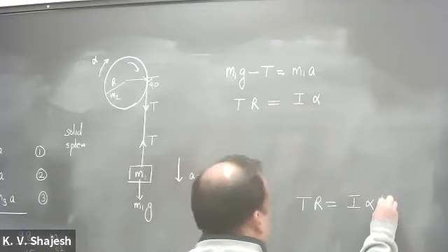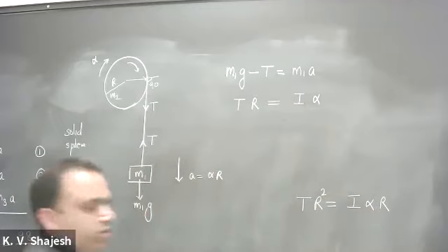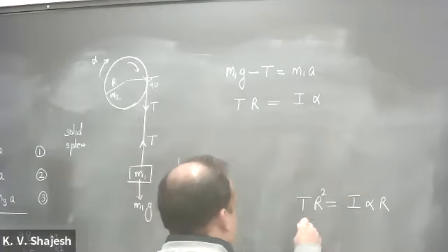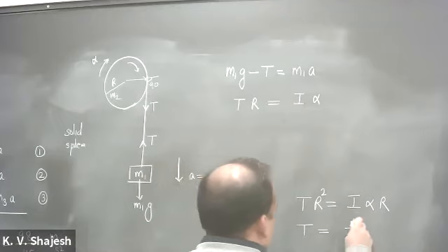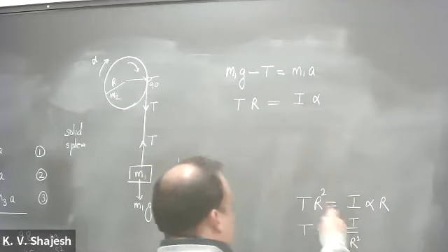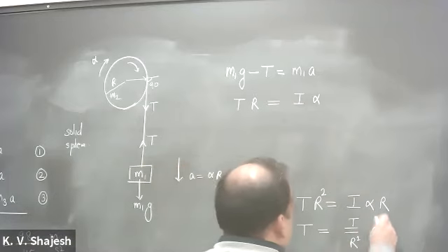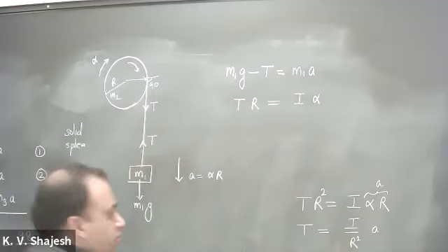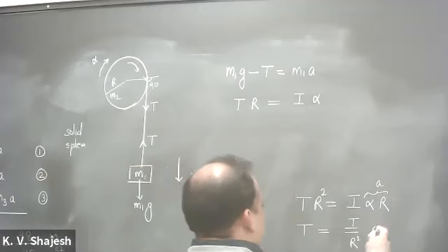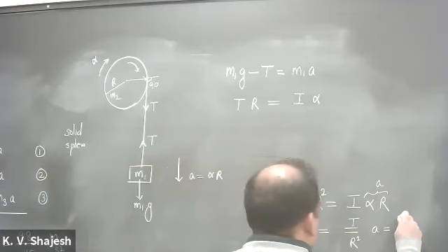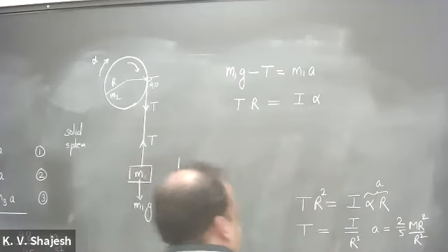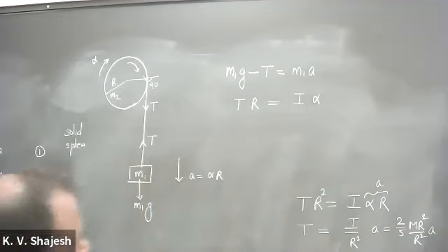Multiply this by an R on both sides, and then identify this to be the acceleration. So tension T is equal to I over R squared times, I brought this down, that is acceleration A, right? We are saying this is a solid sphere, so I is equal to 2 by 5 MR squared, over R squared, times A, and R squared cancels out.